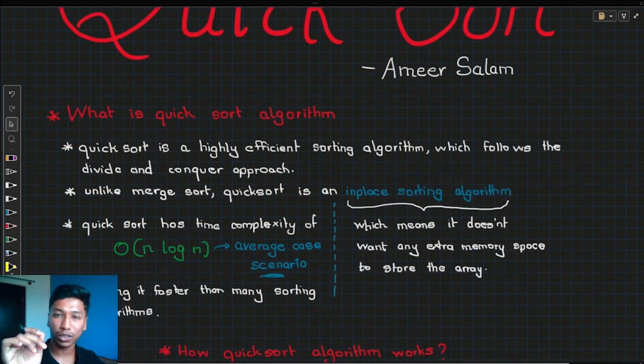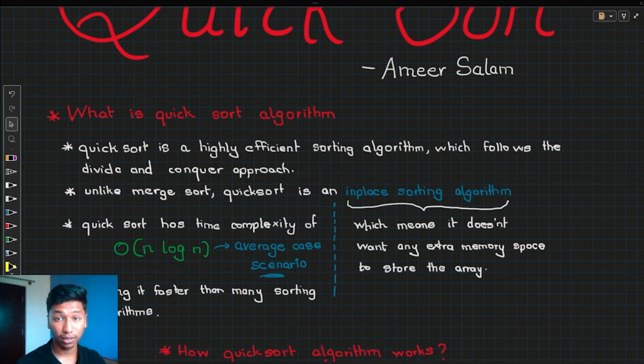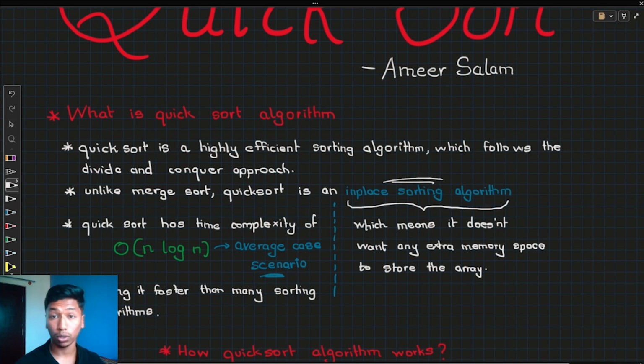First of all, what is quicksort? Well, straightforward, it is the most efficient sorting algorithm which follows divide and conquer approach. Now, one key characteristic which sets quicksort apart from all other sorting algorithms is that it is an in-place sorting algorithm. Now, what is an in-place sorting algorithm? What happens with quicksort is that it doesn't create multiple copies of the unsorted array.